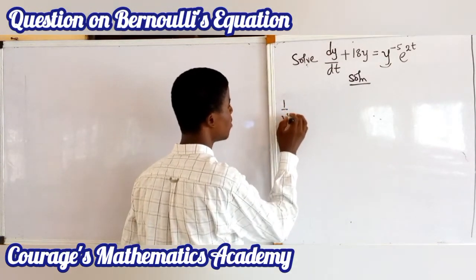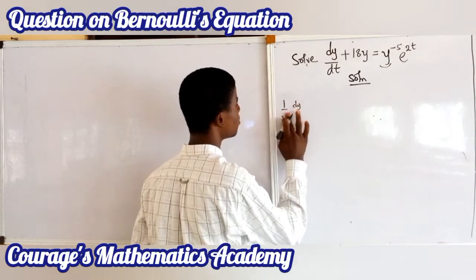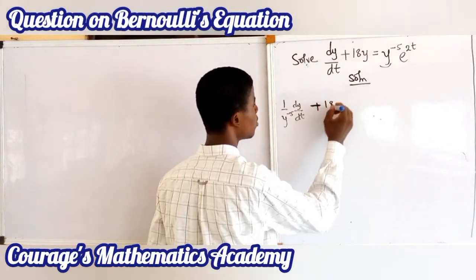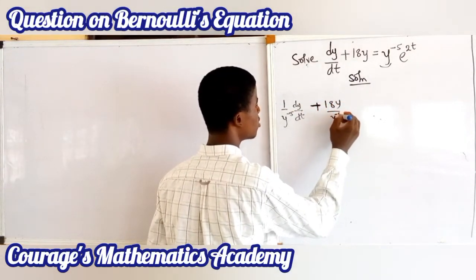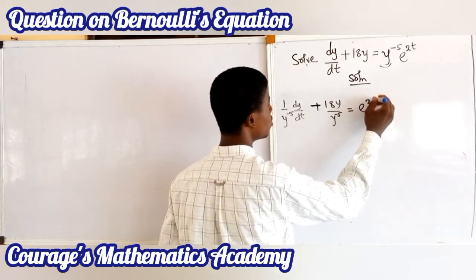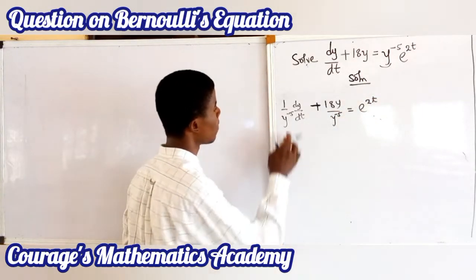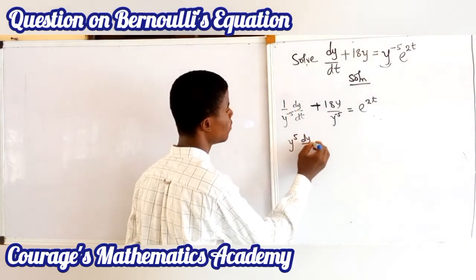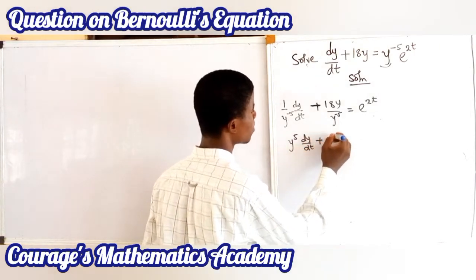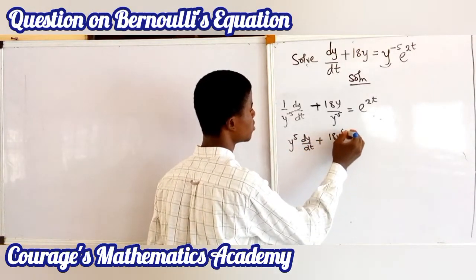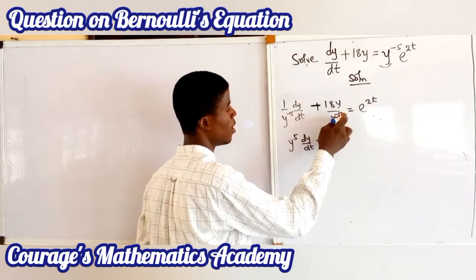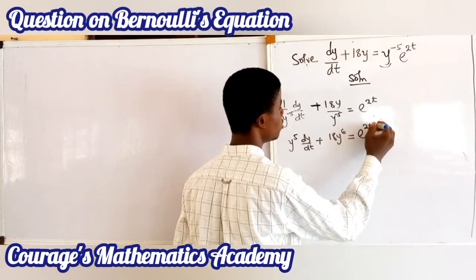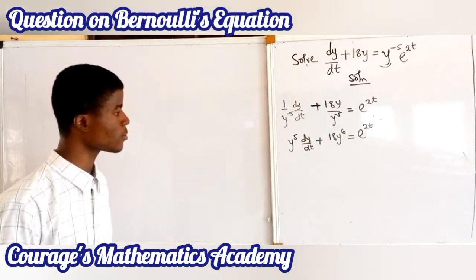1 over y to the power of minus 5 dy over dt plus 18y over y to the power of minus 5 is equal to e to the power of 2t. So, by the laws of indices, this becomes y to the power of 5 dy over dt plus 18 y to the power of 6, that's 1 plus minus minus 5, that's 6, is equal to e to the power of 2t. So this is the first step.